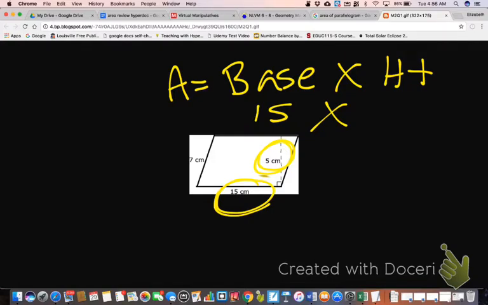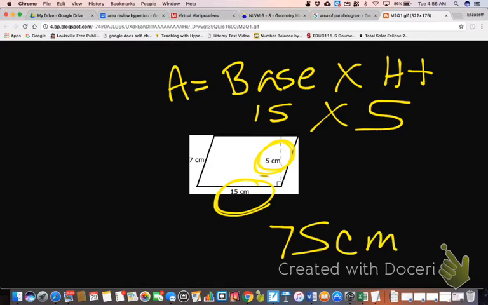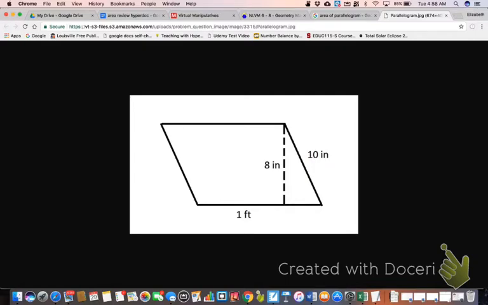So we're going to take 15 and multiply that by 5, which means our area will be 75, and then notice that this is in centimeters. So it'll be 75 centimeters squared. So now you try this one really quickly. Pause the video, try it out, see whether or not you get it.